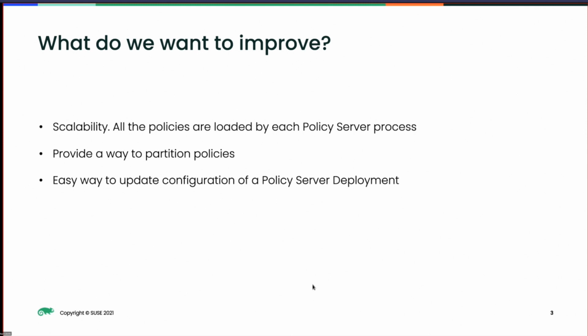So now let's move on to what we want to improve. The first thing is scalability. As I mentioned, all the policies need to be loaded by each process. So we want to find a way to partition the policies, not just for scalability, but also for priority. Imagine you have a mission critical policy and you want one server just doing this. You don't want to have all the policies in the same place because maybe one is very important and you want to keep one server just there, and no one should be allowed to publish any other policy there.